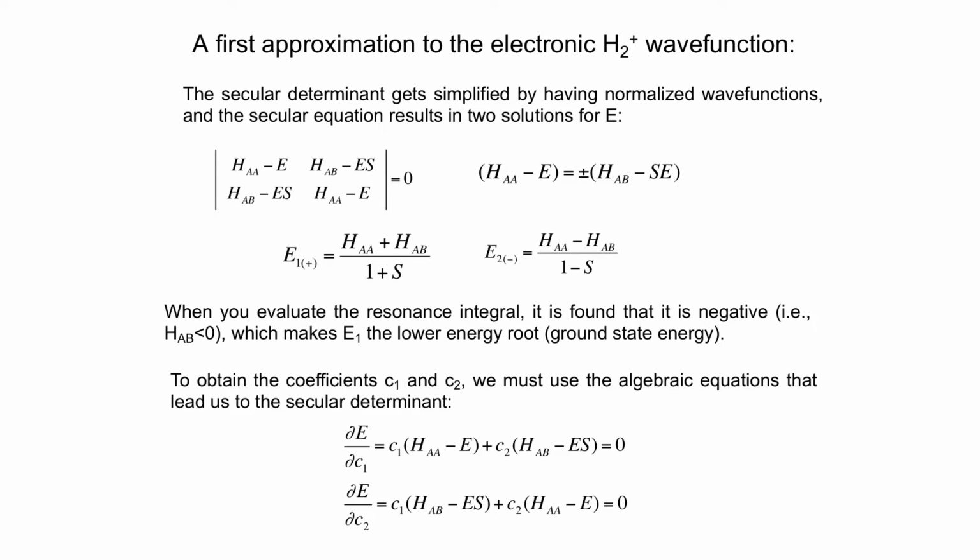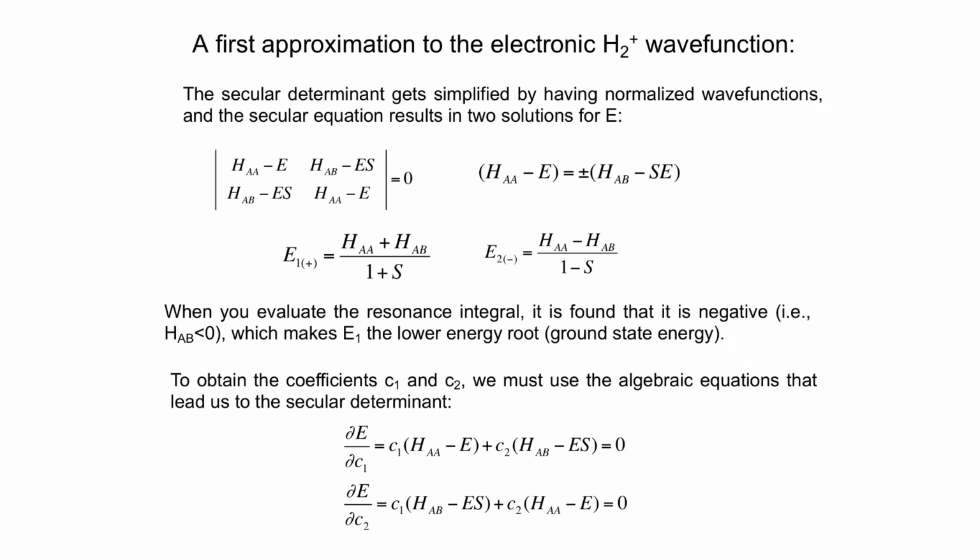Okay, so hopefully you're satisfied with how we got to this point where we have these two expressions for our possible energy roots. It turns out when you evaluate the resonance integral, it's found that it is negative. So remember that resonance integral is the one that corresponds to the mixing of both of the nuclei A and B. So that fact makes E1 the lower energy root. So this is going to end up representing our ground state energy.